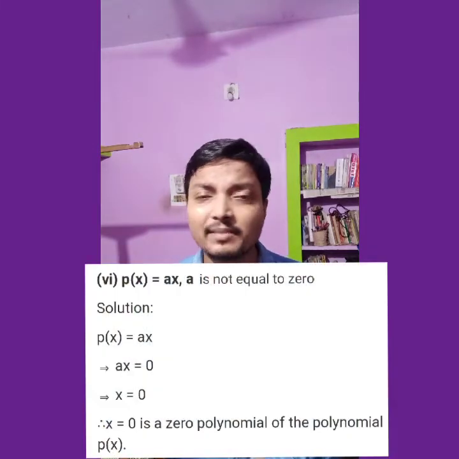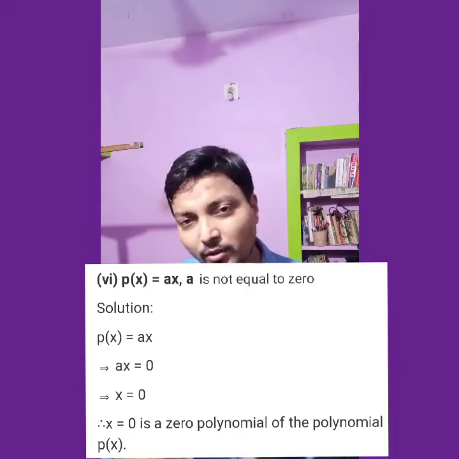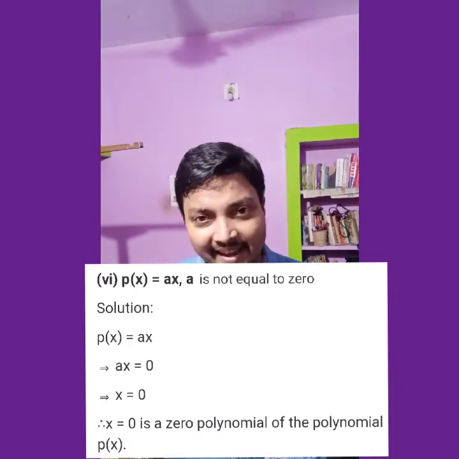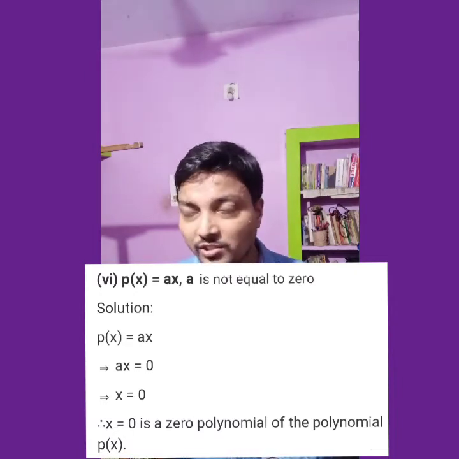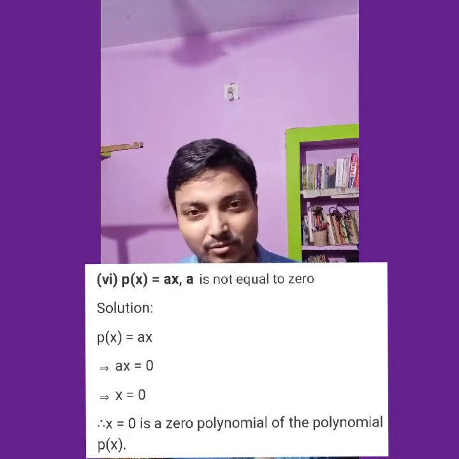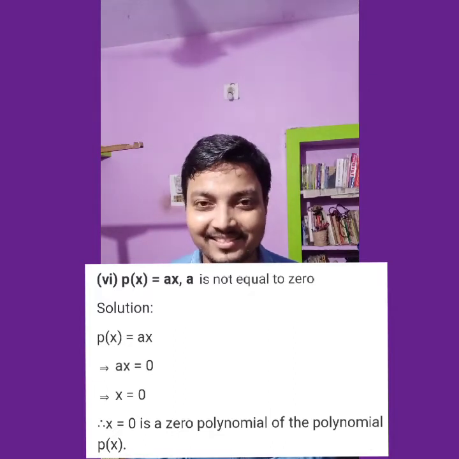Next one is ax. The polynomial given is ax. To get the 0 of the polynomial, equate the polynomial to 0, which means ax is equal to 0. On solving, it gives us x is equal to 0 by a, which is equal to 0. So 0 is the 0 of the polynomial ax.